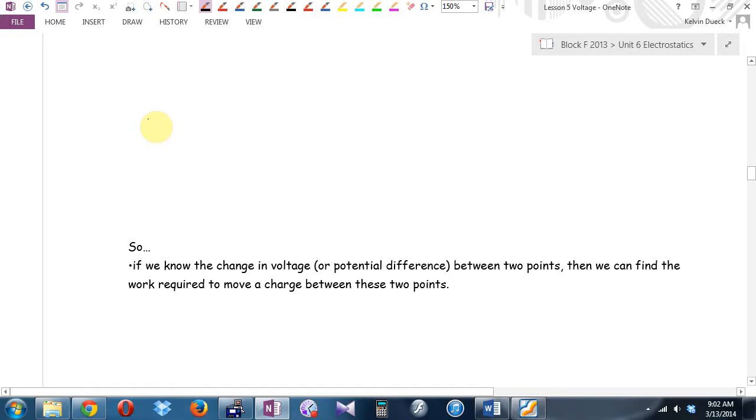So, if I know the change in voltage, or potential difference, what's change in anything? What's change in anything? Did you say minus? What's another word in math for minus?